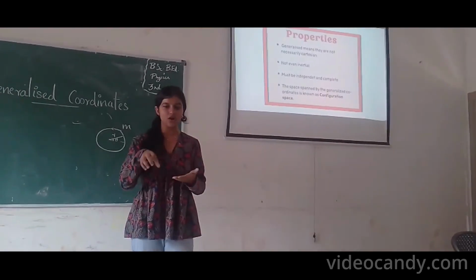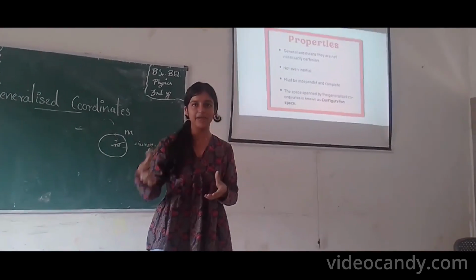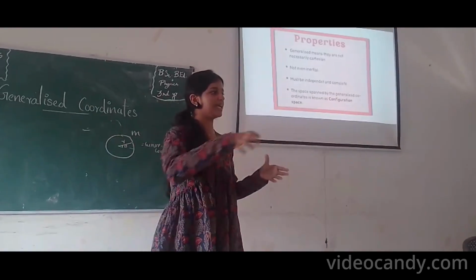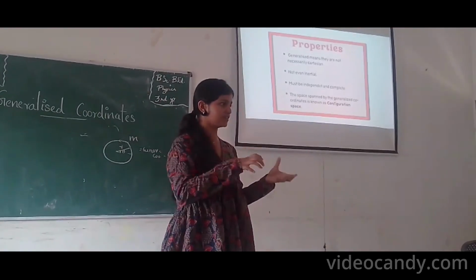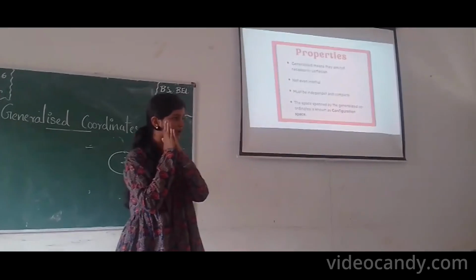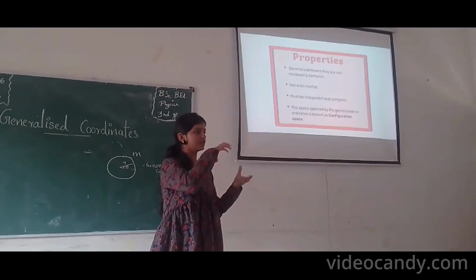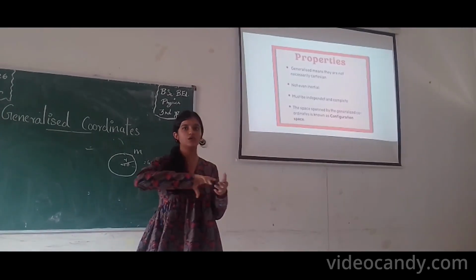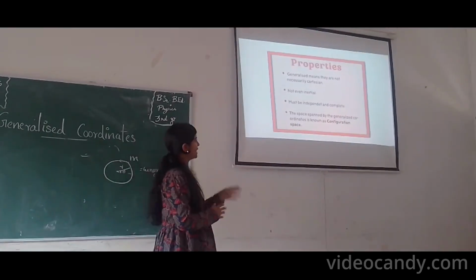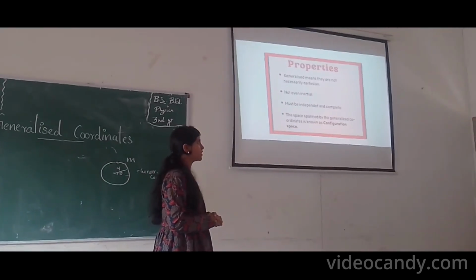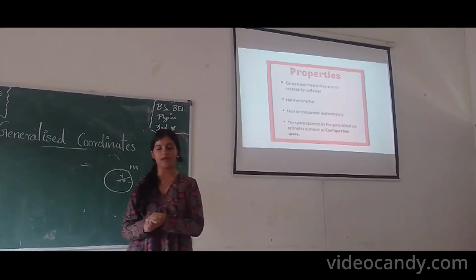So generalized coordinates must be independent, and they should also explain the complete system of particles. It should not be only some particular part. It should completely explain the whole system of particles. And the space spanned by the generalized coordinates is known as configuration space.